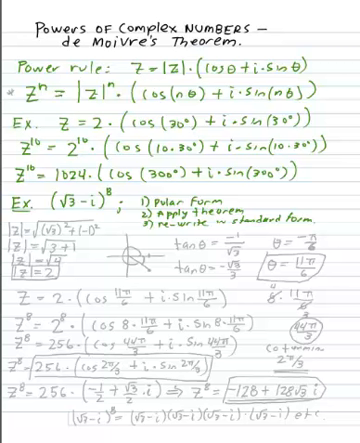So let's begin by finding the modulus of z. The modulus of z is going to be the square root of the square root of 3 squared plus negative 1 squared. And we can simplify. The modulus of z is equal to the square root of 3 plus 1, and continuing to simplify, the modulus of z is the square root of 4, and the square root of 4 is 2.